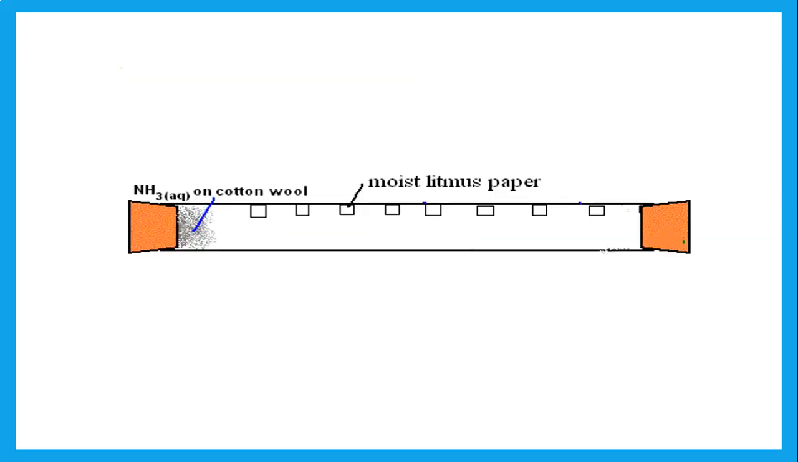Okay, another example of diffusion is if I have concentrated ammonia solution on a cotton wool on one end of a tube, and I put moist litmus paper at different distances along the tube. Now, if I ask you, is ammonia an acid or a base? Is it acidic or alkaline? You should know that ammonia is alkaline, or it's a base.